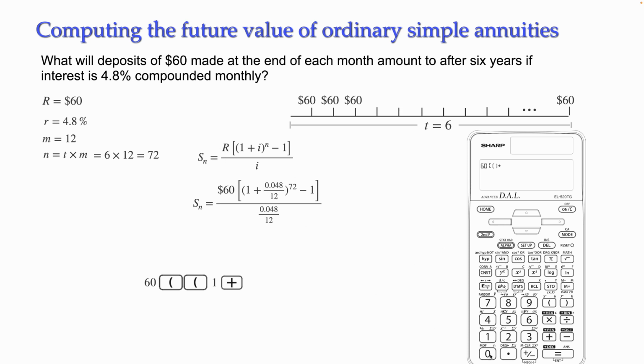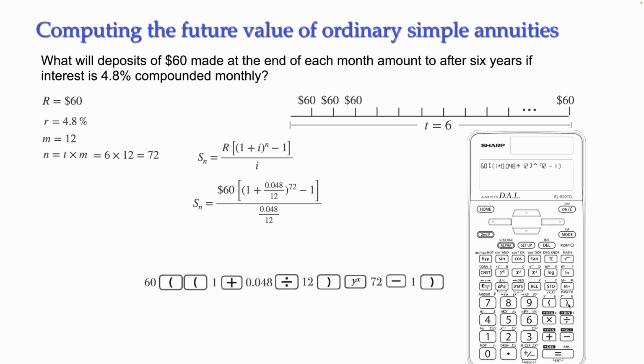0.048 divided by 12, so 0.048 divided by 12, 1, 2, and close the bracket. So I close one of the brackets, to the power 72. This is the power key that I have in my calculator, y to the x. So to the power 72, 72. And then minus 1, so minus 1, and another bracket appears. So I'm going to close this bracket.